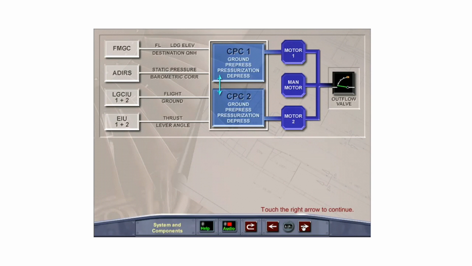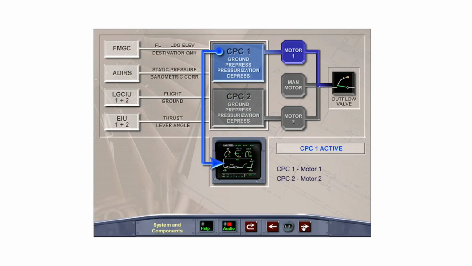The signal from the landing gear control interface unit is used to activate the flight ground mode, and the engine interface unit supplies thrust lever angle information to set the pre-pressurization mode. The 2 controllers communicate with each other through a cross-channel link.